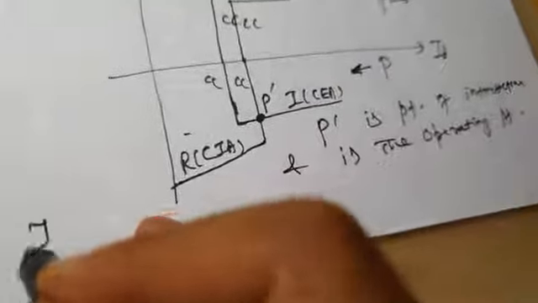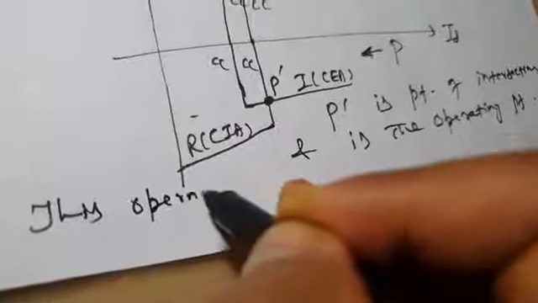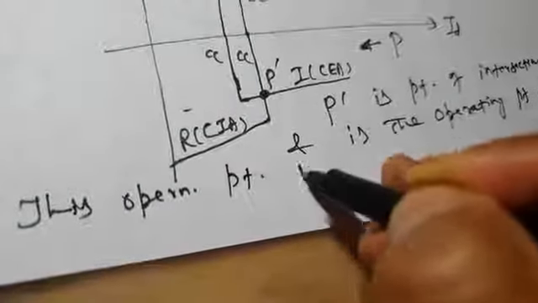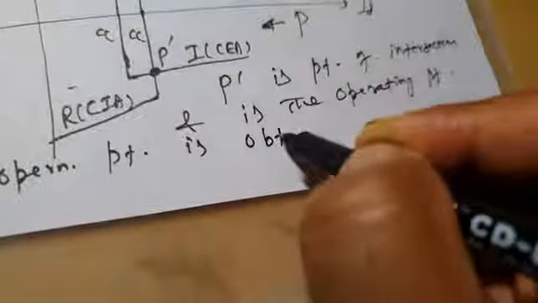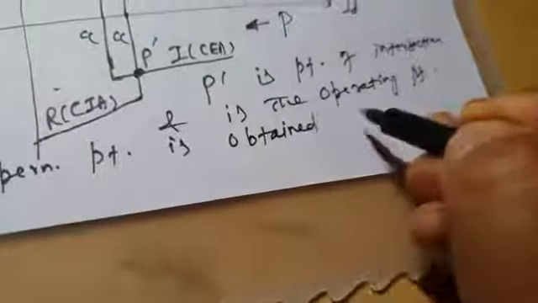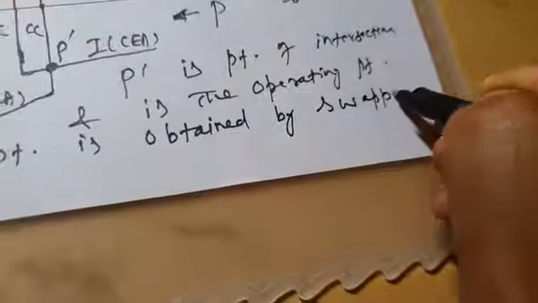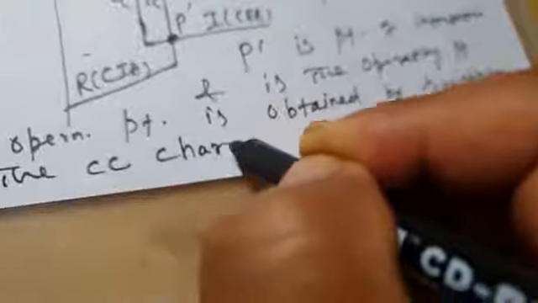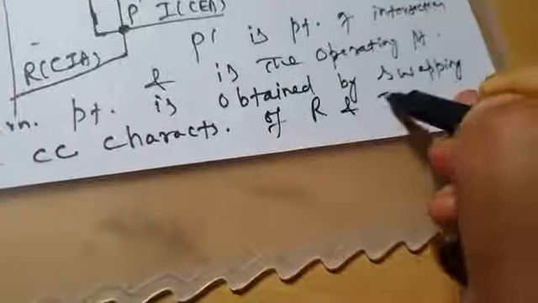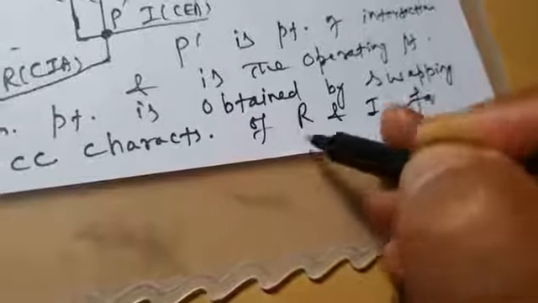So this, I will note down here, this operating point is obtained by swapping the constant current characteristics of rectifier and inverter for reverse power flow.